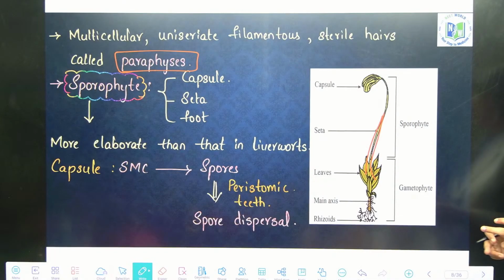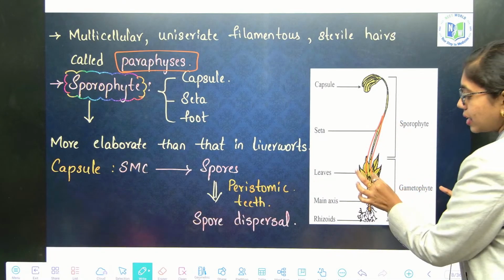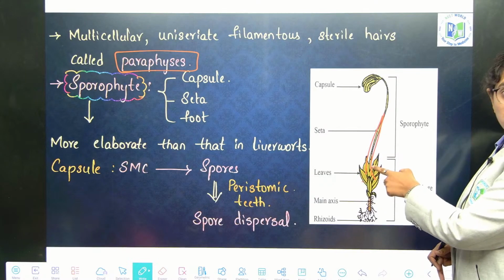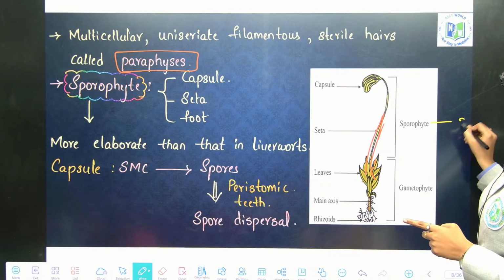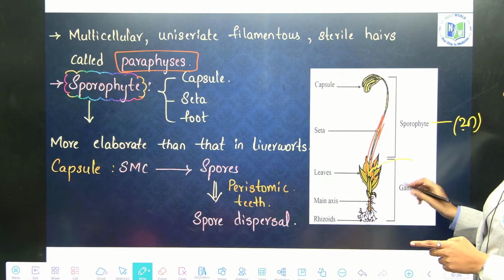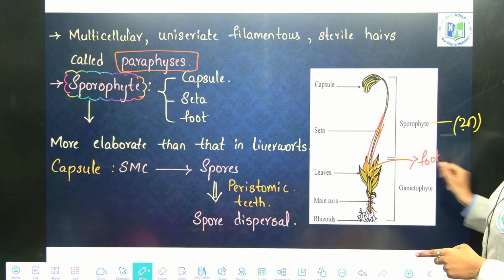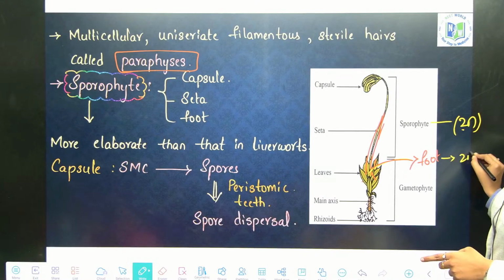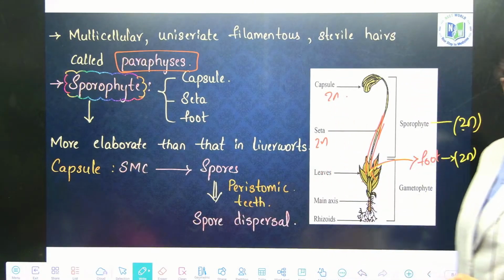Now you see, from the gametophyte what will be developed? Post fusion, once the antherozoid comes and fuses with the egg cell, the zygote is formed, develops to an embryo, and the embryo develops to a sporophyte. Sporophyte ploidy is diploid. It has what structures? Foot, seta and capsule. Foot ploidy is diploid, seta diploid, capsule diploid.